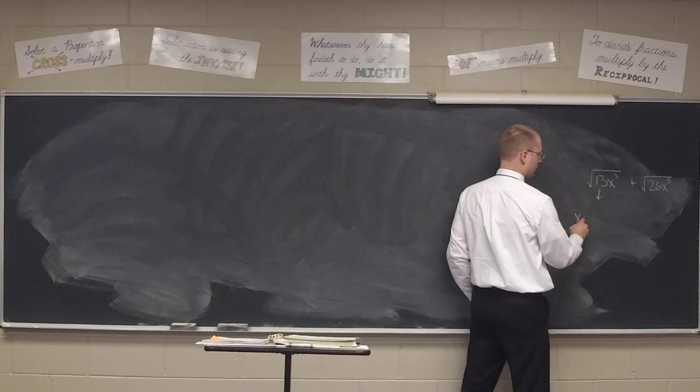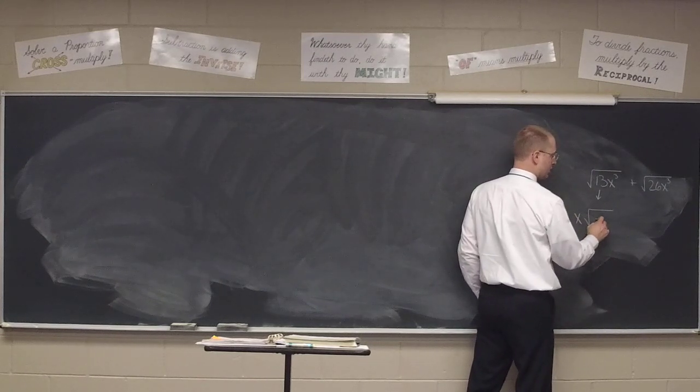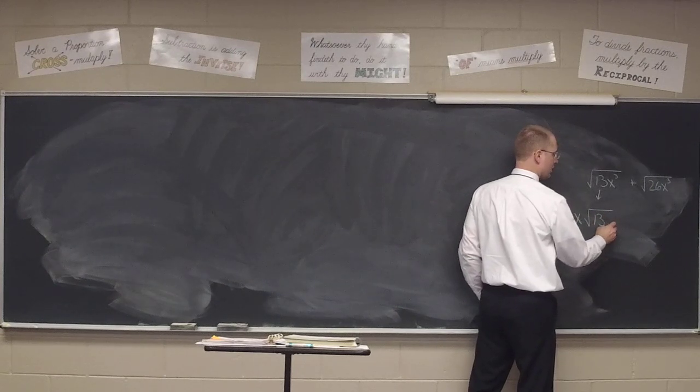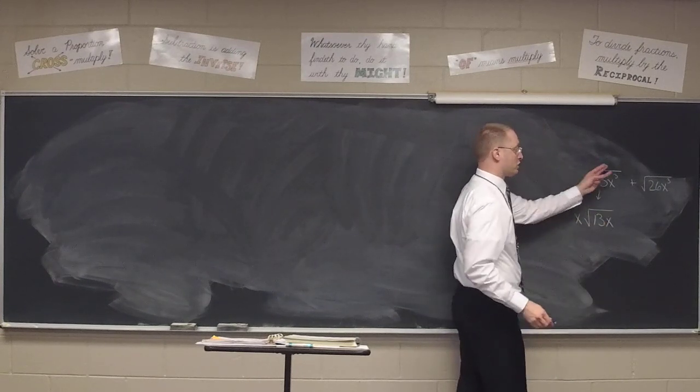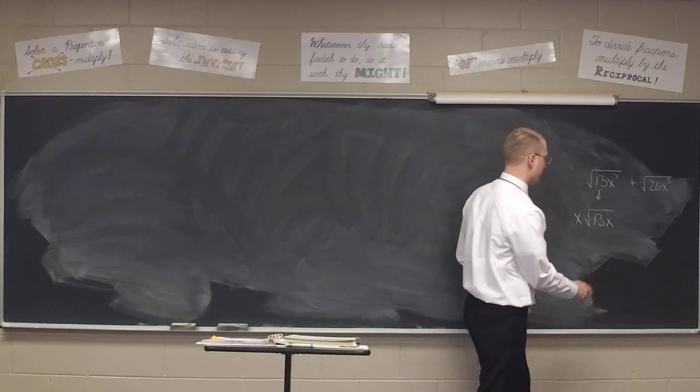X times the square root of 13x. Here we go. 2 goes into 3 one time with 1 left over. So that's all I can do there.